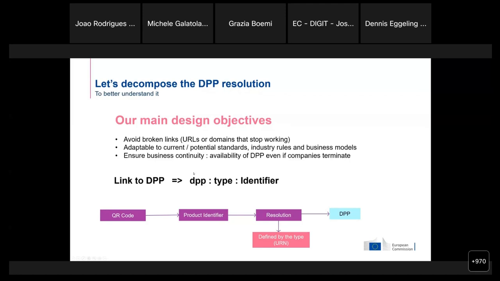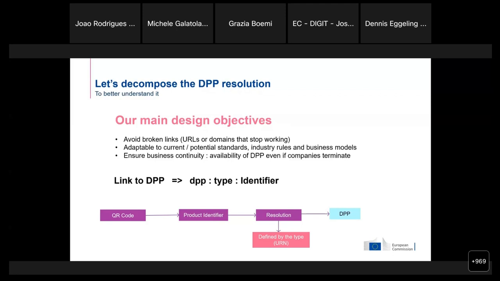But first, we have to identify the different components that are included in the DPP resolution. First, the flow is starting from the data carrier, for example, a QR code. The user is scanning a tag, and then she obtains some metadata. This can include the information on how to obtain the online DPP. To ensure these design objectives, we see that the role of a resolver is needed, a set of resolvers, I mean. The resolver will be defined and established by the type attributes. And finally, this resolver will enable the user to obtain the DPP.